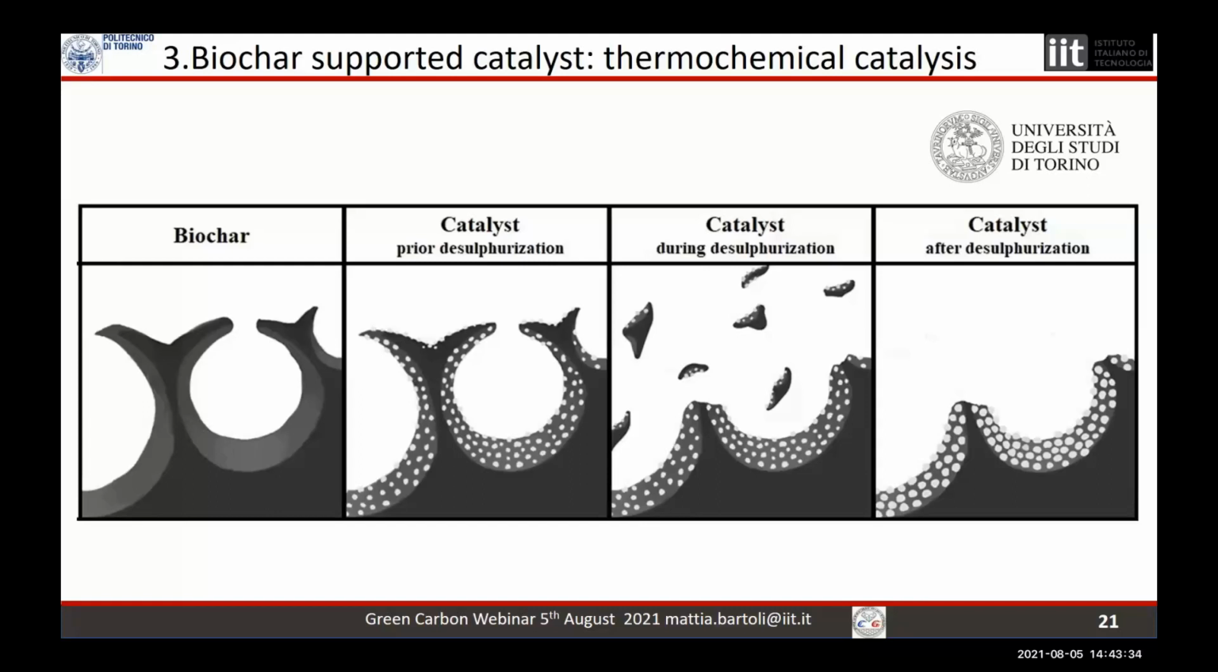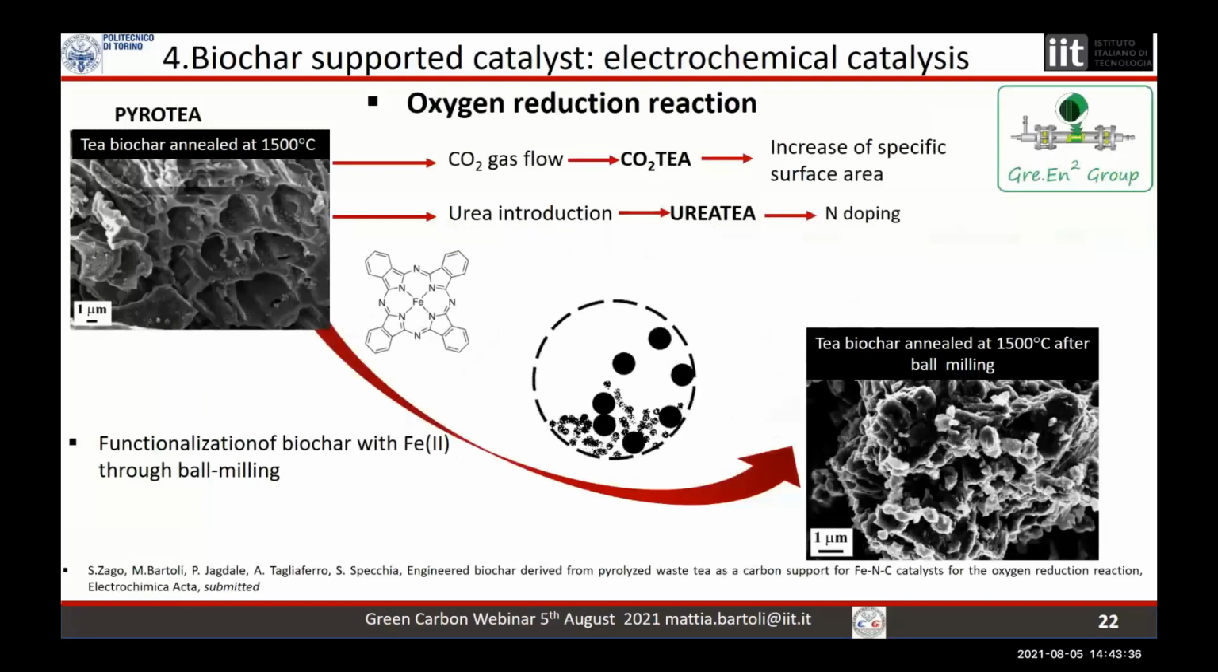But we have not only worked on carbothermal reduction, we also developed other methodologies for functionalized biochar for the production of catalysts. In the next slides, you are going to see what we've done for the production of electrochemical catalysts. The first thing that we studied with the Green Energy Group of Politecnico di Torino was the production of a catalyst for the oxygen reduction reaction, ORR, for the realization of fuel cells.